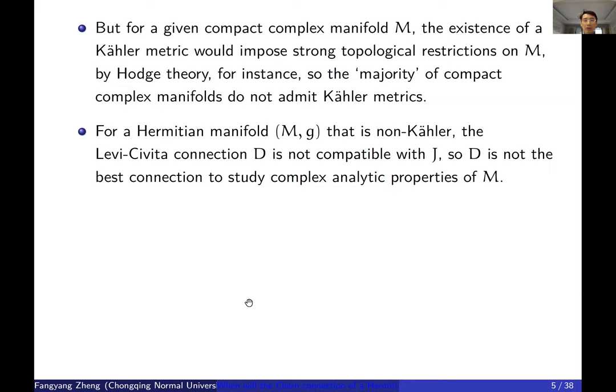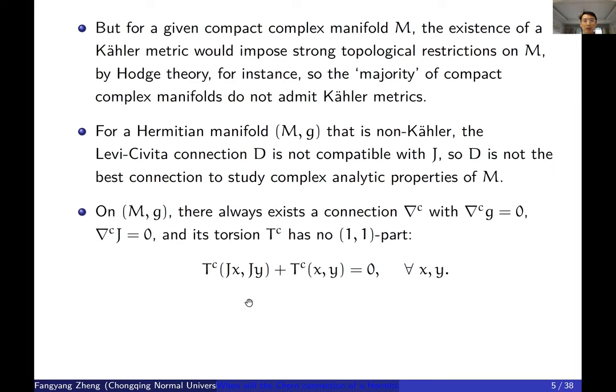So when the metric is non-Kähler, then the Levi-Civita connection is not compatible with J, so it's not necessarily the best connection to use. You can still do Riemannian geometry, but it's unclear what the geometric conclusions you draw will have to do with the complex analytic properties you're seeking. Of course, they're all related, but in a perhaps implicit way. So people often do not prefer to use this connection when it's non-Kähler. There is another connection that is widely used. It's called the Chern connection.